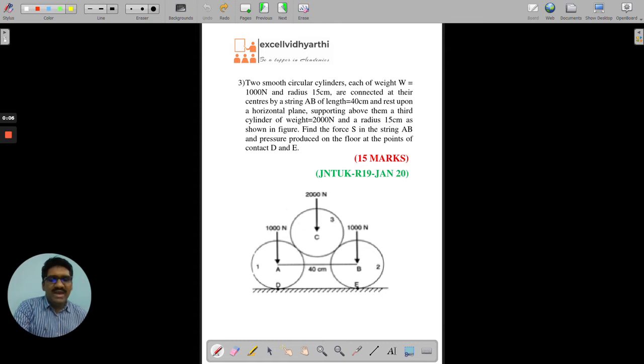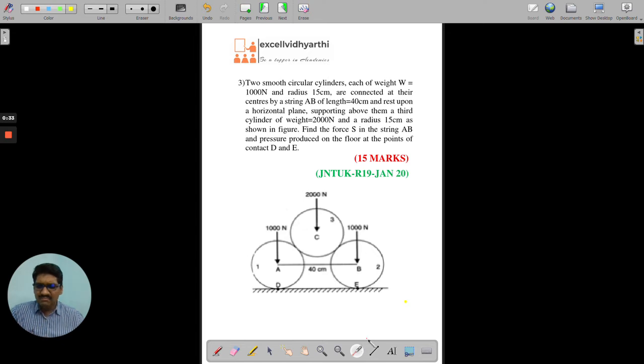So today we have a very important problem, which is the arrangement of three circular cylinders. This type of question was asked many times in the B.Tech first year semester exams. The question can be like this.